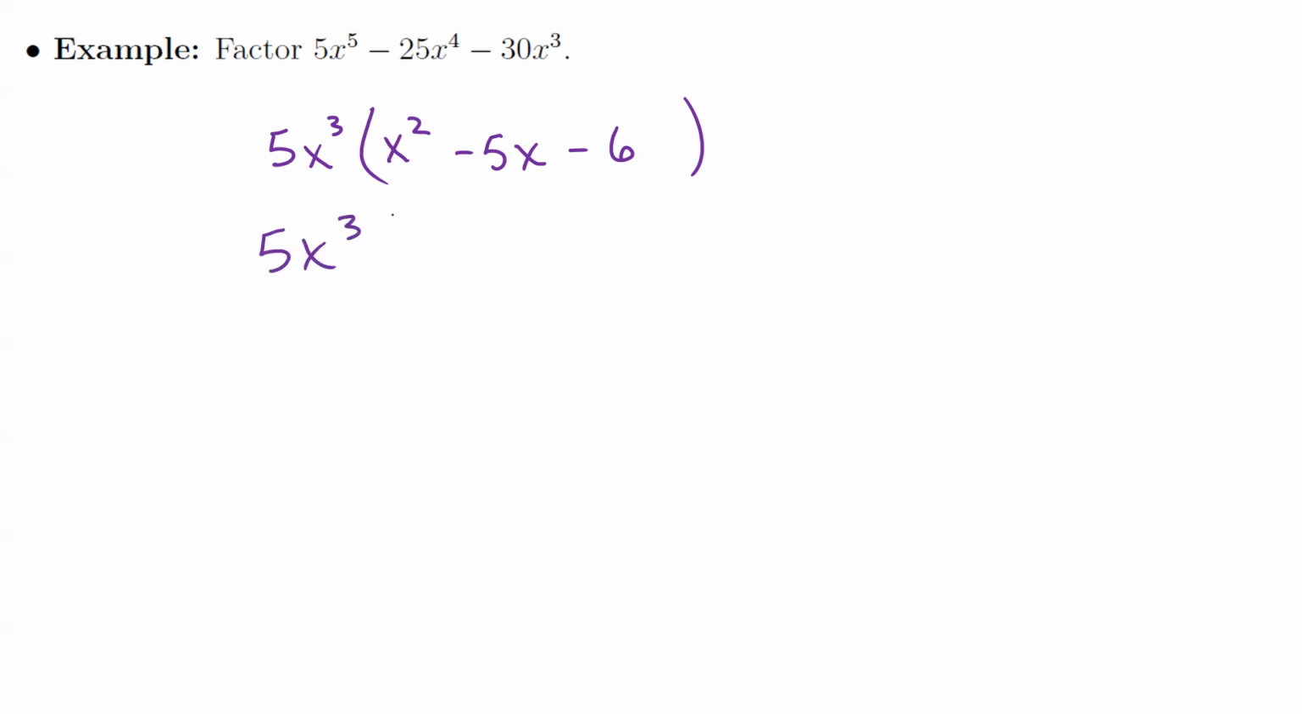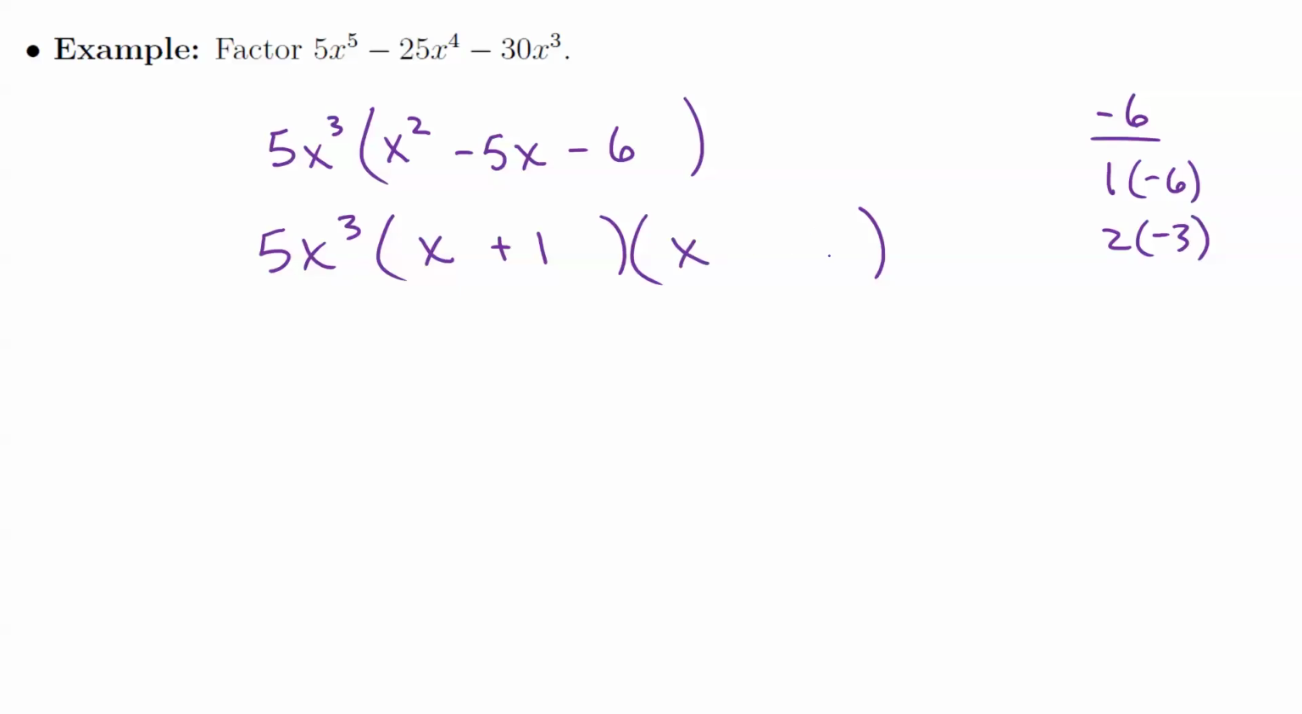So if this does factor, it'll look like that. And we've got to think about how do we break down -6? 1 times -6 or 2 times -3. Negatives with the bigger value because there's a negative here. x plus 1 times x minus 6 is the right choice there.